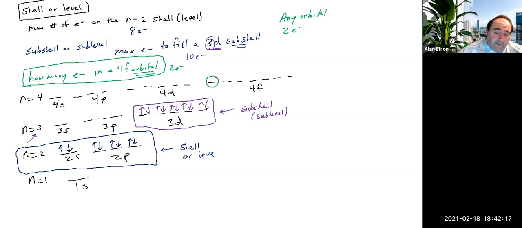It could be this orbital, which could only hold 2. Maybe this orbital, maybe that orbital, maybe this one, or maybe this one. Regardless, we're not talking about everybody together, because if we were talking about all of them together, that would be a subshell, the 4f subshell. But since we're just talking about an individual orbital here, it could only hold 2 electrons maximum. Any questions on that?